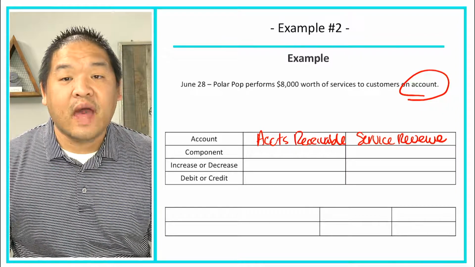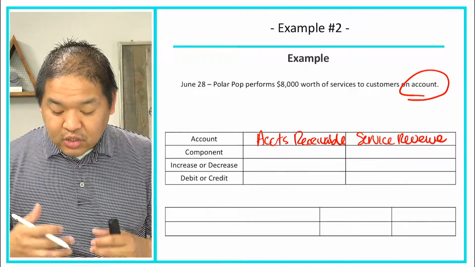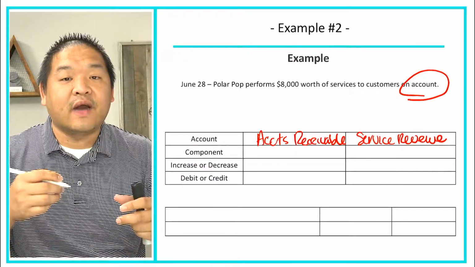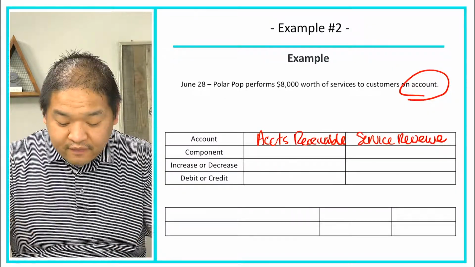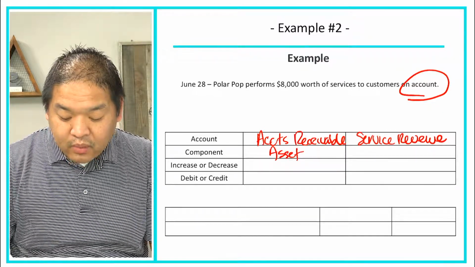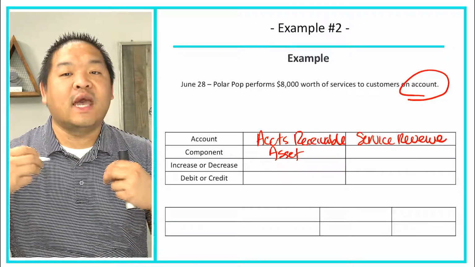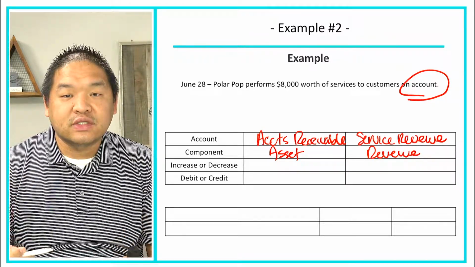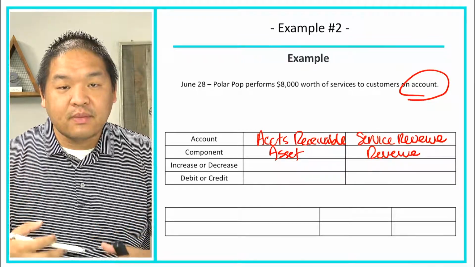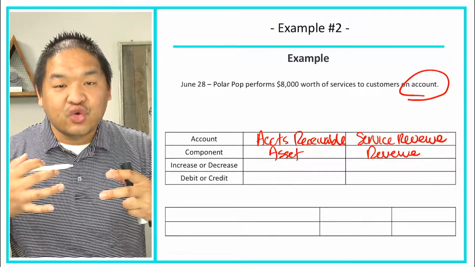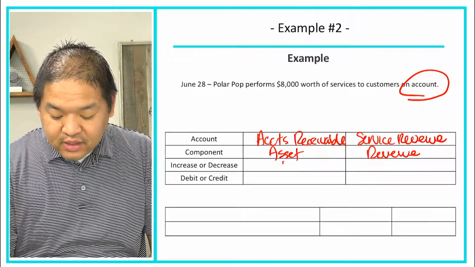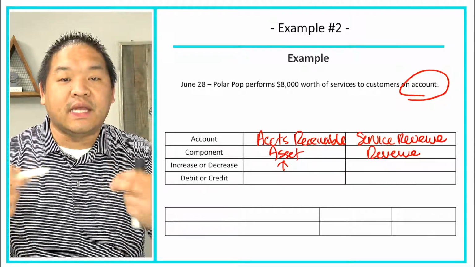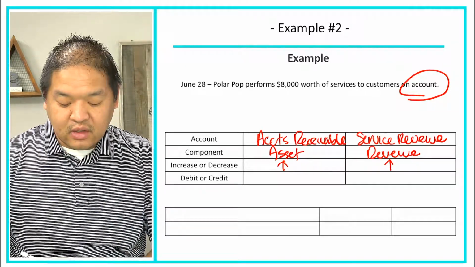All right, so now that we have that, we've got some components. So accounts receivable, what component is it? Well, accounts receivable is an asset because it can yield the company future benefits. So it's an asset. What about service revenue? Service revenue is a revenue account. All right, so accounts receivable, the customer owes us the money. Because they owe us the money, we're increasing our accounts receivable. Service revenue is a scorecard. The more revenue that we do, we increase the revenue, so we're going to increase the revenue.